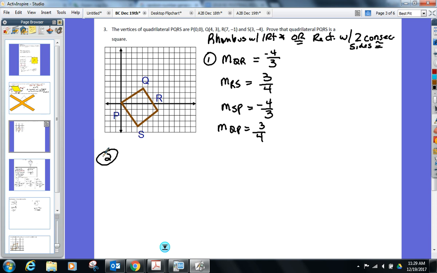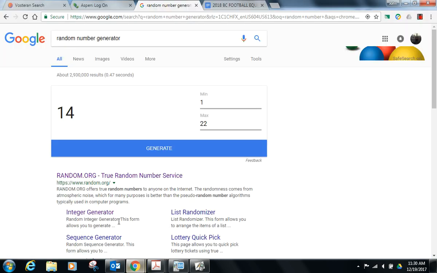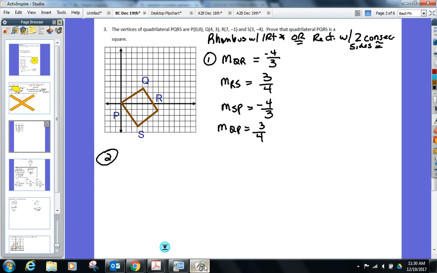Remember what we're trying to do. We're trying to make right angles. So don't tell me about this parallel lines business. I don't need it if we're forming right angles. Tell me something about the lines right now that is going to get me to right angles. Okay, so meaning what? QR perpendicular to RS.